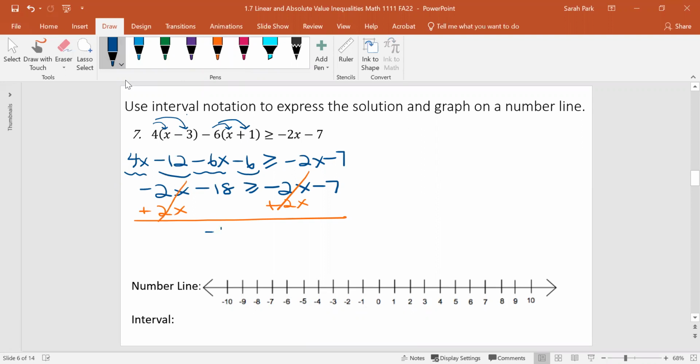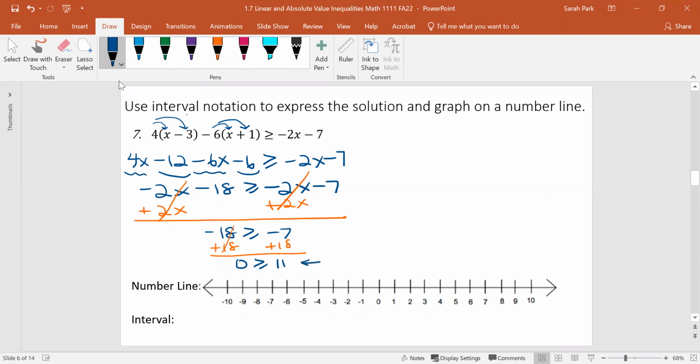So we have negative 18 is greater than or equal to negative 7. If you don't see right away, you could try adding 18 over and let's see what we have. So the negative 18 cancels and we're left with 0 is greater than negative 7 plus 18, which is 11. Now think about what that means. 0 greater than 11? Doesn't make sense, right? How can 0 be bigger than 11?